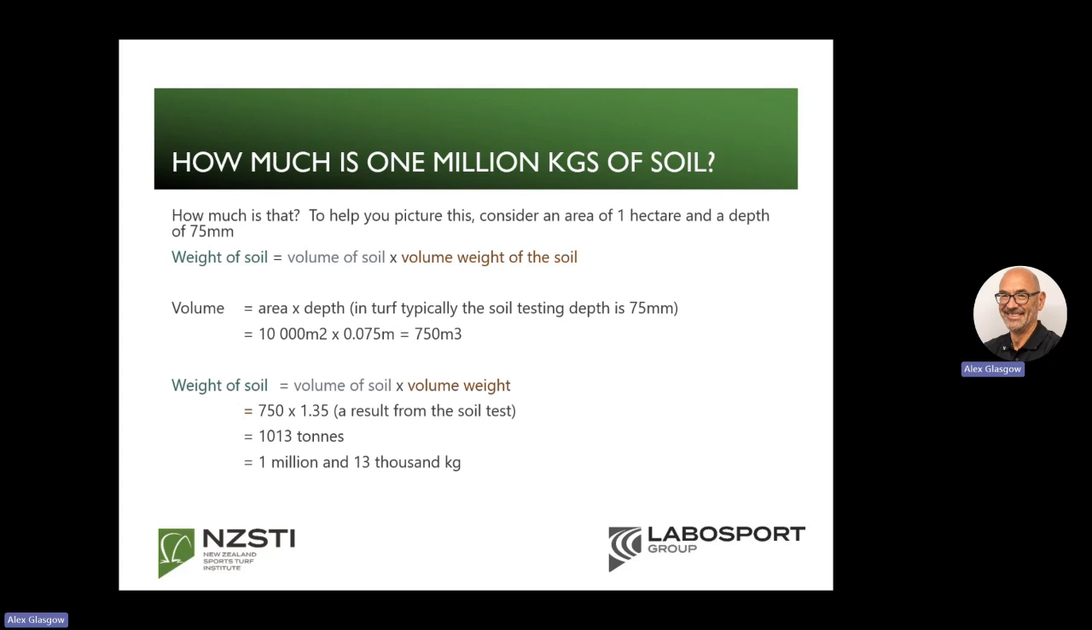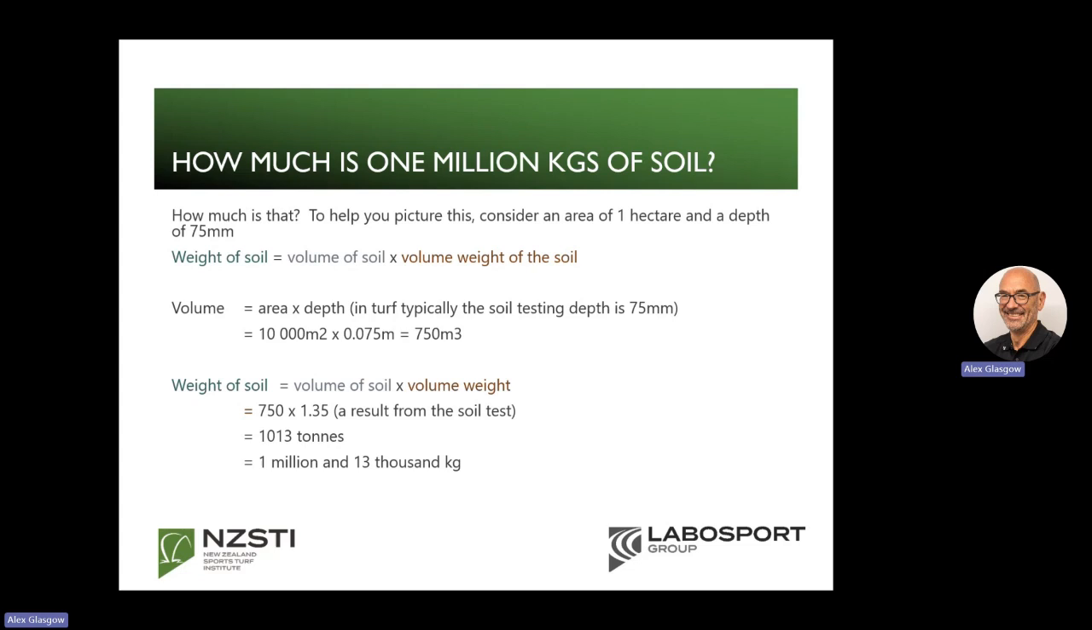Okay, so how much is 1 million kilograms of soil? Just have a look at what that actually means, or how that is determined. To help you picture this, consider an area of 1 hectare and a depth of 75 millimeters. Why 75 millimeters? Well, that's because that's the depth we typically test to in soil. That's the typical soil depth we test to in turf. For soil testing, 75 millimeters. It's where most of the roots are, and it's also realistically the area that we can change with fertilizer applications. So that's why 75 millimeters.